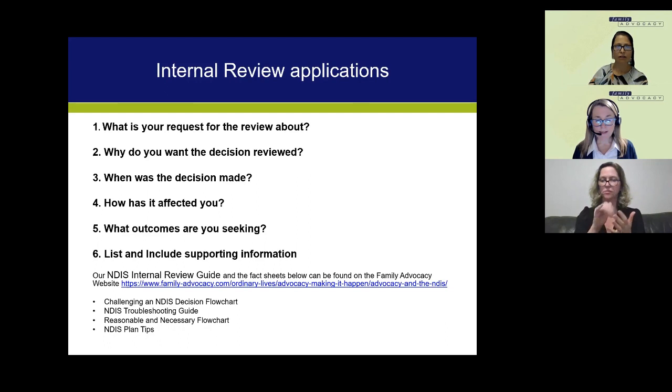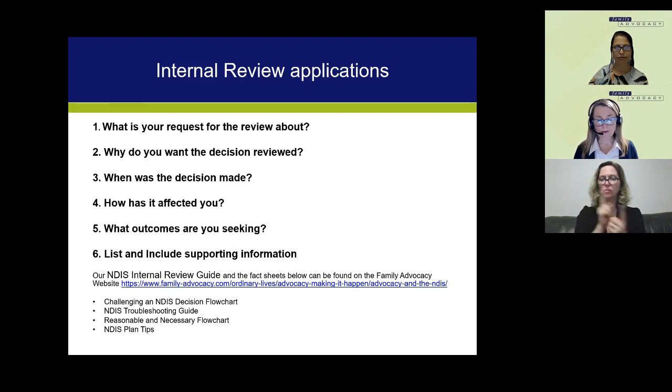Insert the date the decision was made and the date that you received the plan. And this is really important because you need to action that within a time frame. So be clear on the date. Identify the impact of the decision on the participant and family. Review your carer and participant impact statements and consider if there's been a change in circumstances. Clearly state the outcome you are seeking and identify why the plan is not meeting the needs and what you are requesting will meet the needs.